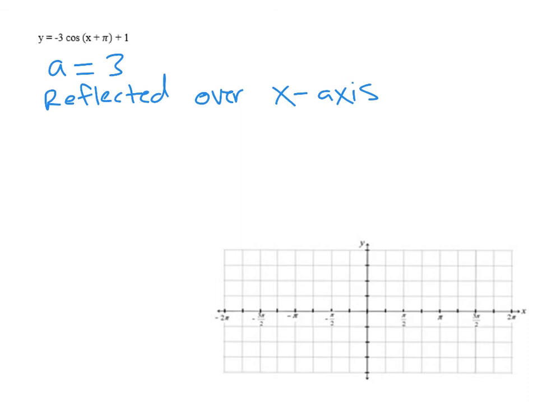Then I get into B, which really B is 2 pi over B to address the period. 2 pi, unchanged. Okay.